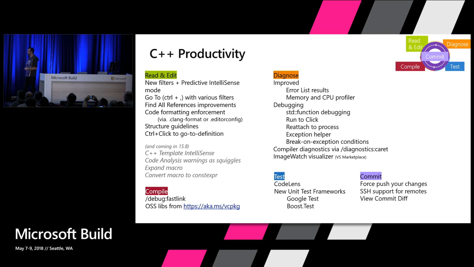Another example is ImageWatch, which is an extension that you must have if you're doing OpenCV or any other image manipulation libraries that you're using inside your debugging. This gives you a preview of how the image actually looks in the memory of the process you're debugging.